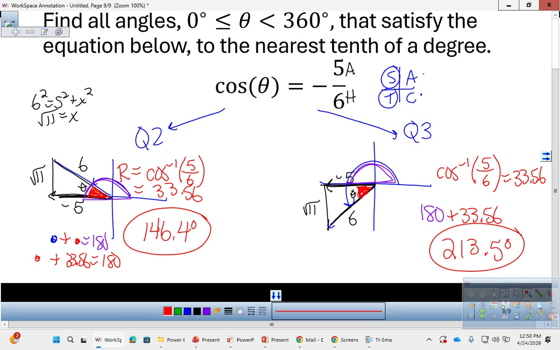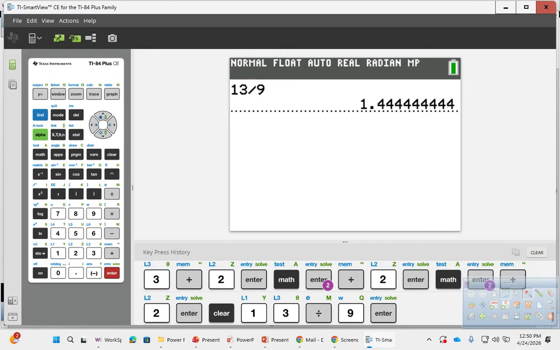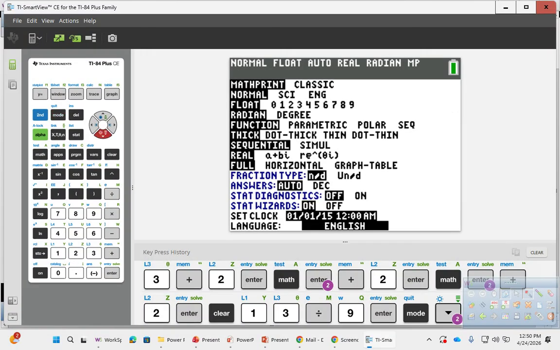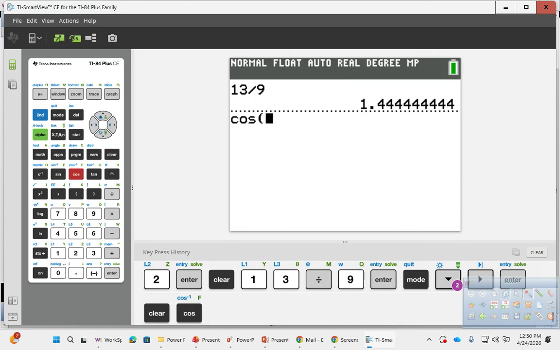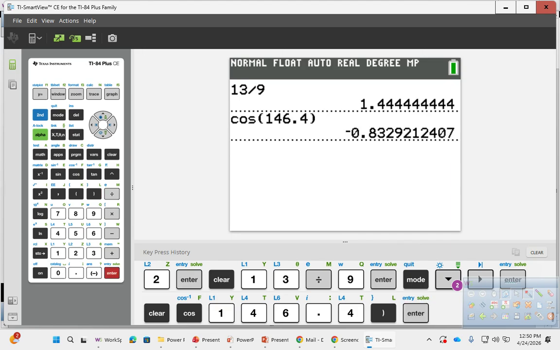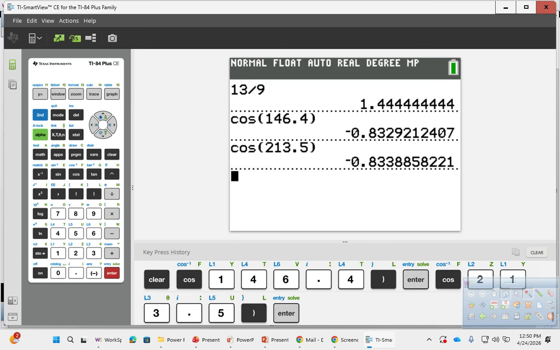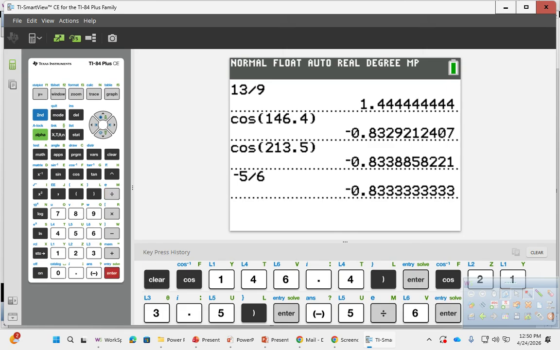And then finally, if you wanted to check your answers, you would go to your calculator, make sure you're in degree mode, which I'm not, and then take the cosine of each of your angles. So the cosine of my first angle, 146.4, and the cosine of my second angle, 213.5, are both about negative 0.83, and I wanted my cosine to equal negative 5/6, which is about negative 0.83. You can see they're a little off, and that's because I rounded them, but they're pretty close, right?